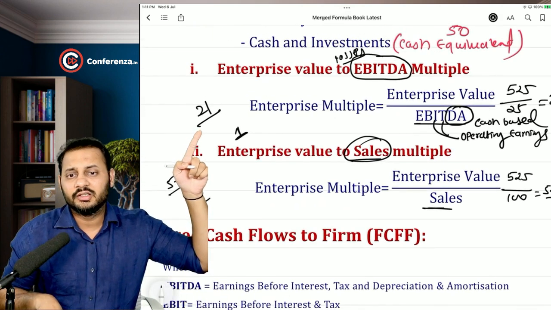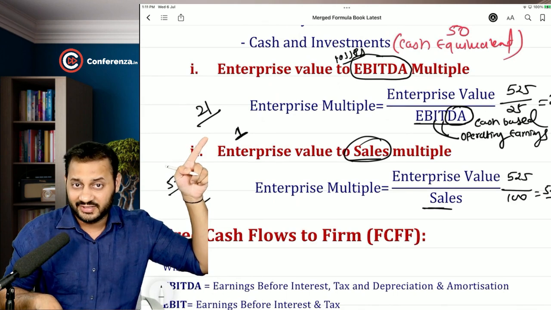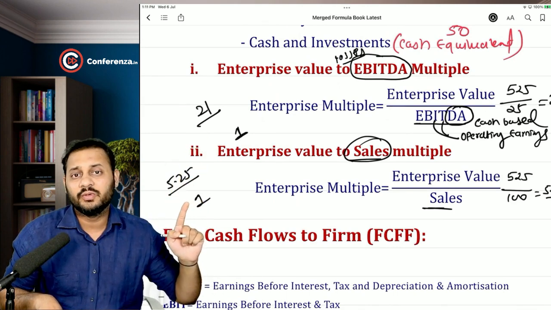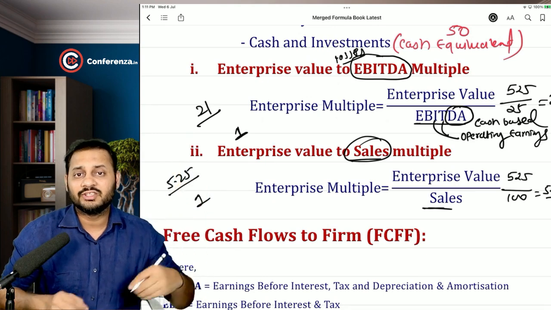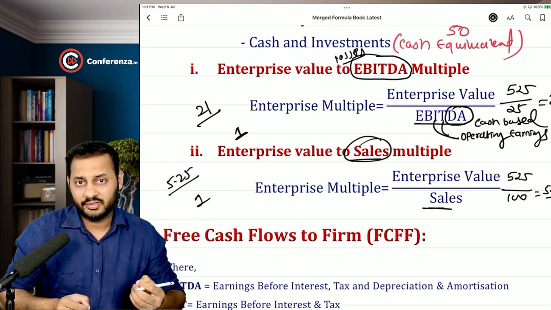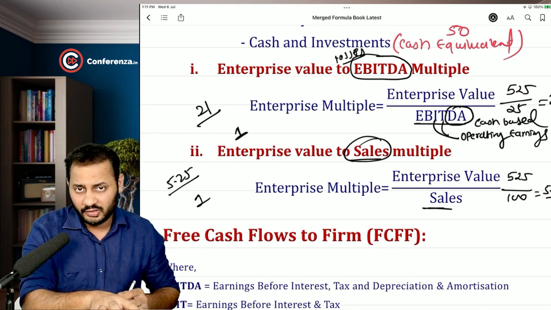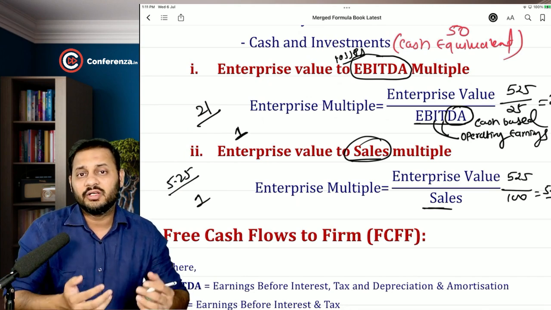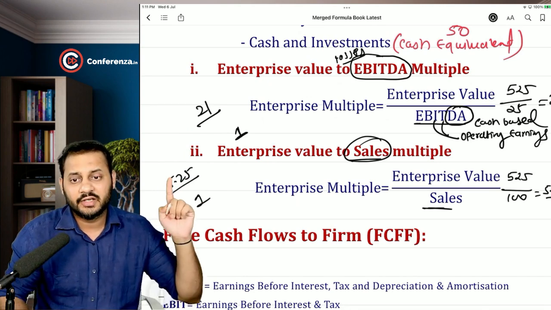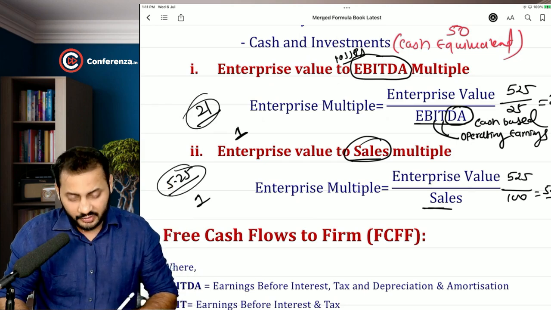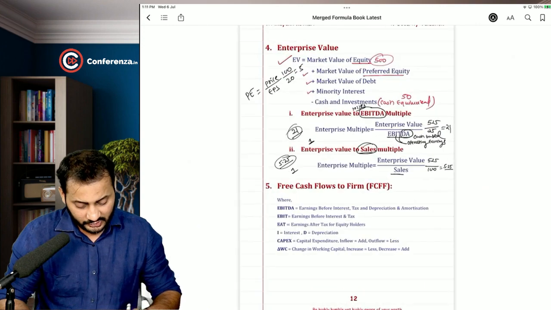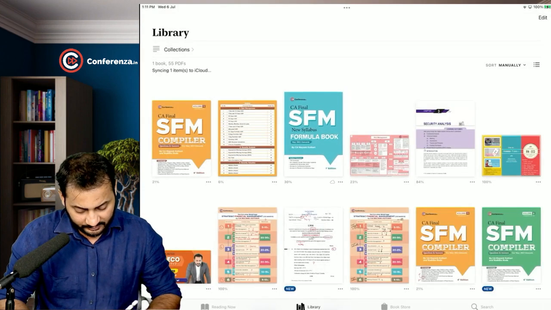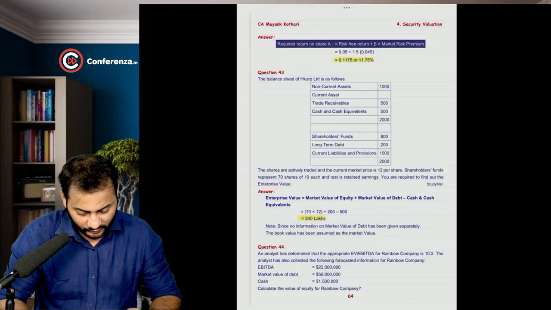In the earlier formula, the 1 rupee was EBITDA, earnings. In this formula, 1 rupee is the sales, which is in the denominator, and 21 and 5.25 is the cost that you will have to bear. It's not the price that you will have to pay, it's the cost that you will have to bear ultimately. This gives you a clearer picture of how you are going to spend your money. So this is all about the enterprise value. Let's take some questions and then move ahead.